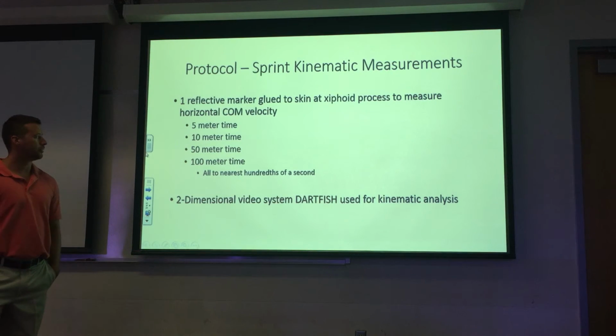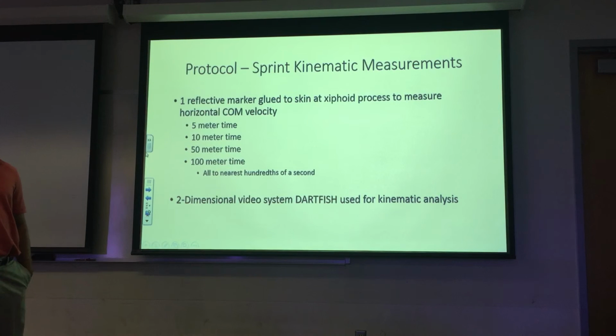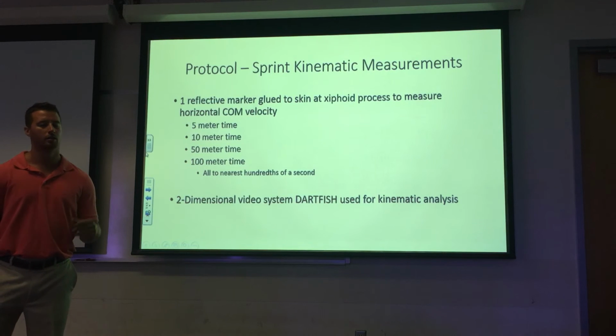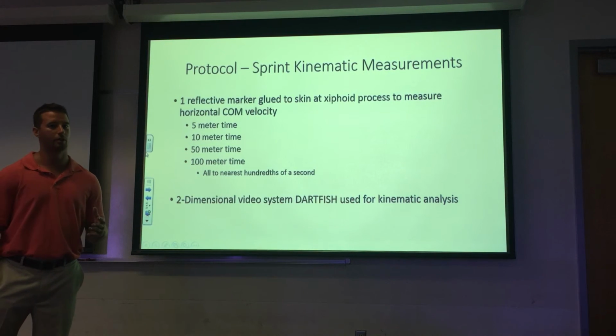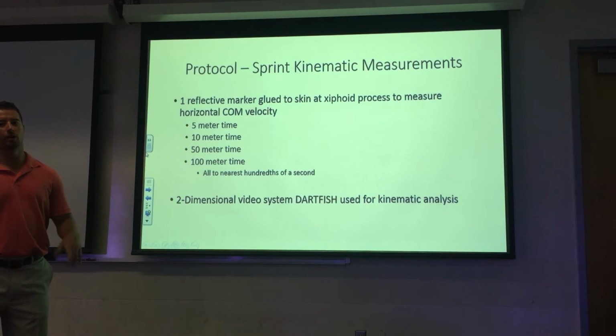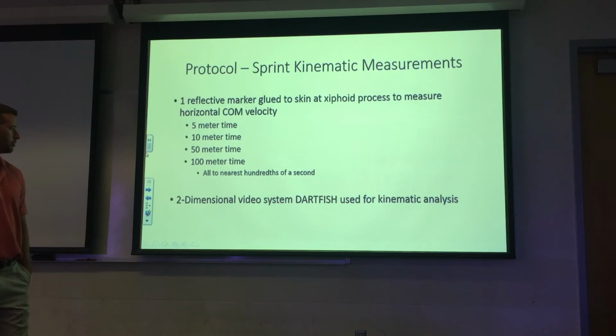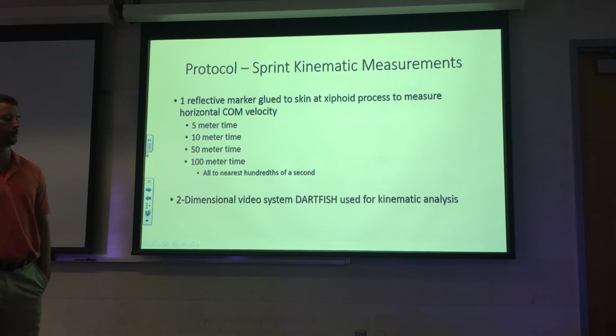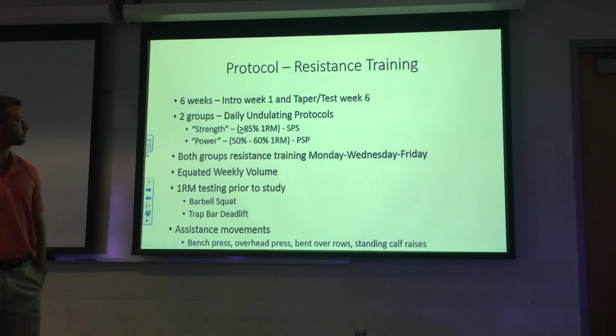And we're going to measure the time to get to 5 meters, the time to 10 meters, time to 50 meters, and the time to 100 meters. Specifically, this is a study geared towards the sprint block starts, so mostly under 10 meters. But if they're already running, why not test those other parameters as well? We're going to use a 2-dimensional video system, Dartfish, for this analysis.